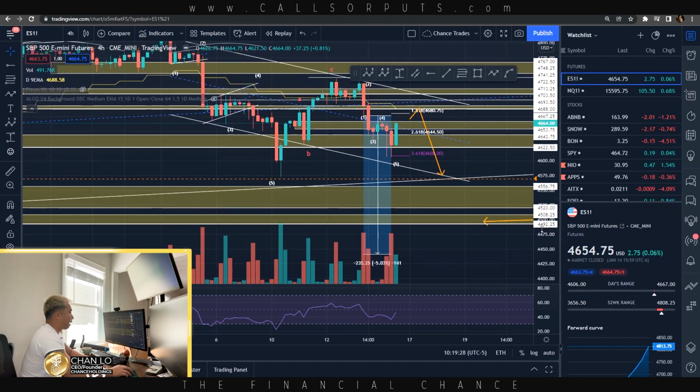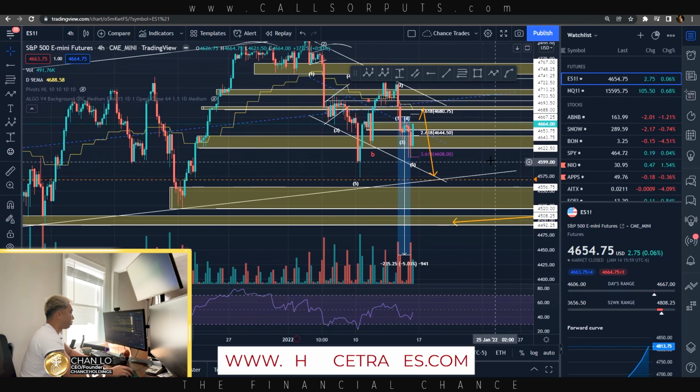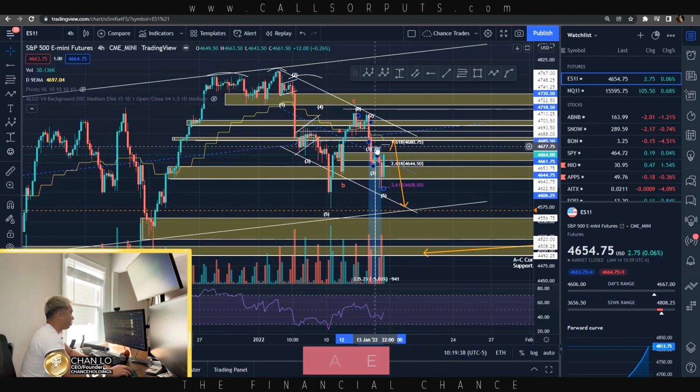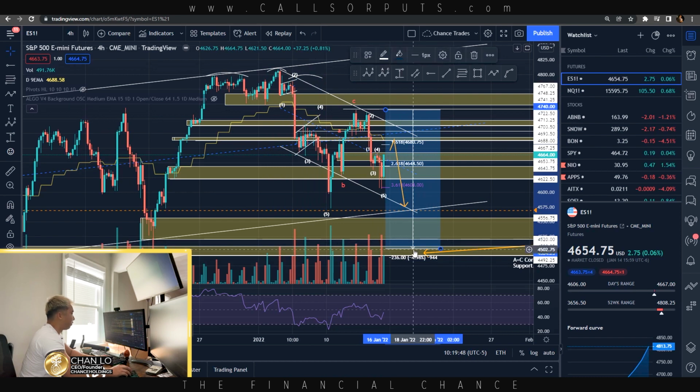I still think that we should tag this level, the 450 area. This would be an A equals C correction, which means the length of this correction, and a lot of institutions use this, measured to the top of this relief bounce, which gives us this area right here. So this is what we will call, would it get there? No one knows again. But I know that if it does get there, this is called a high probable bounce area for Elliott Wave traders and technical traders.